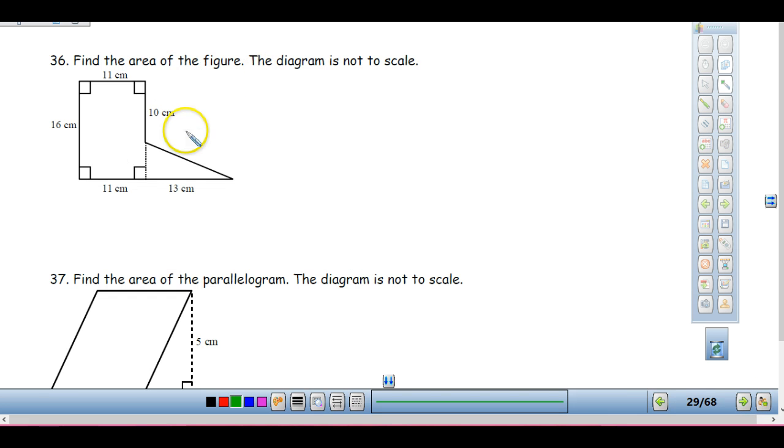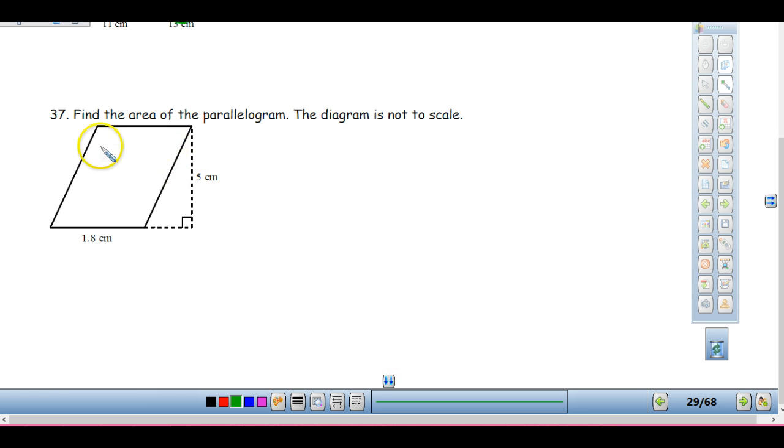Alright, next problem again, you've got two of these. This part here is 16 by 11. Multiply those together, you get 176. Here, since this is 10, the whole thing is 16, your height of your triangle is 6. So don't forget to go 6 times 13, don't forget to take it times 1/2. So your triangle is only 39, not 78. Make sure your triangle is 39. So now add up your 176 plus your 39, and we get 215 centimeters squared.